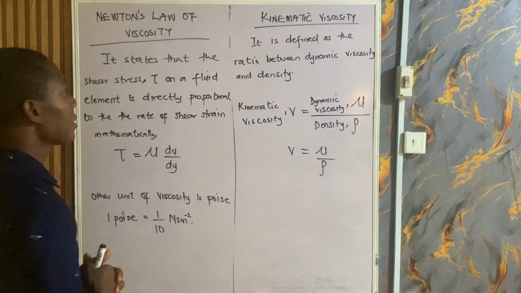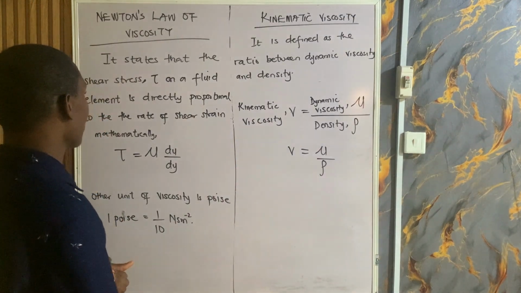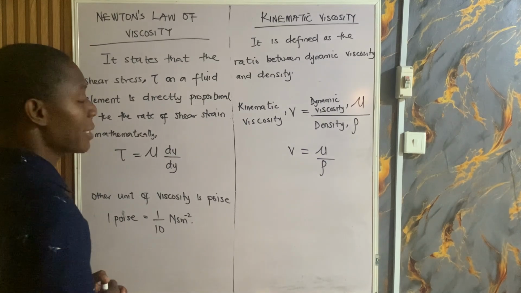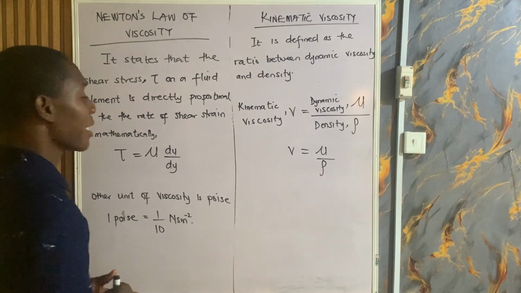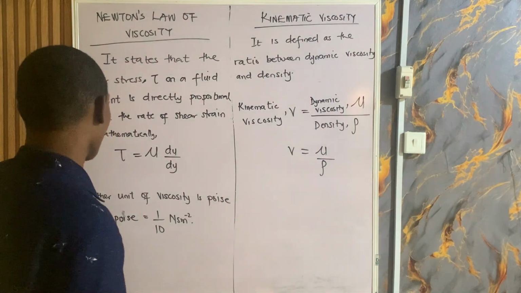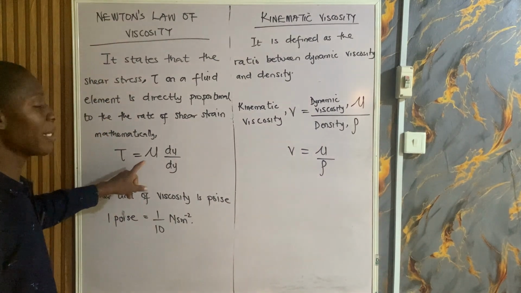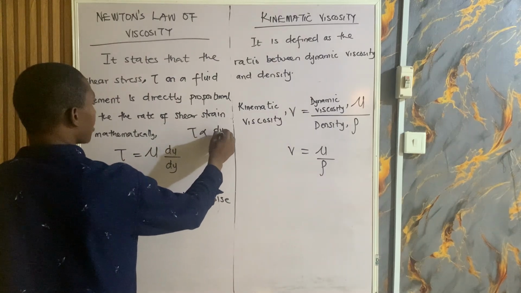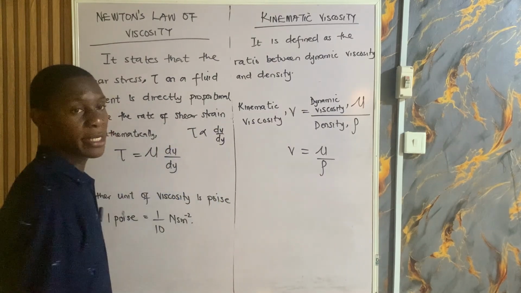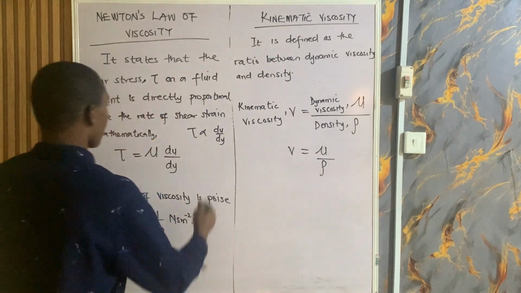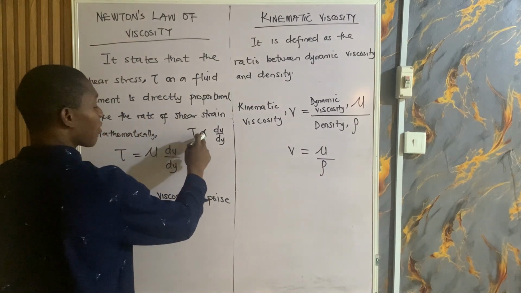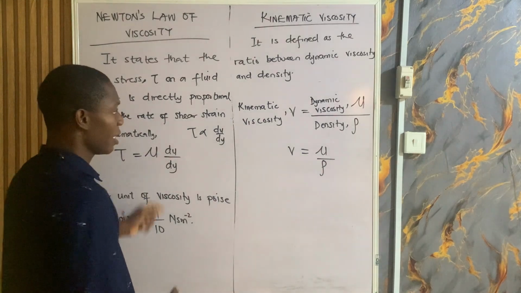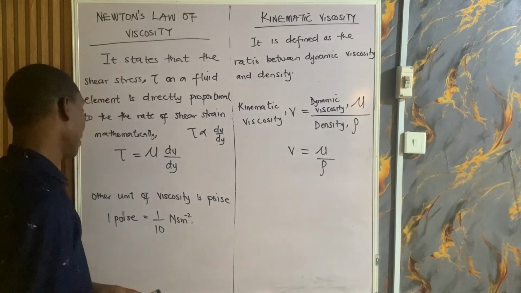So Newton's law of viscosity states that the shear stress on a fluid element is directly proportional to the rate of shear strain. So shear stress is directly proportional to this, what we call shear strain, which we also call velocity gradient. If you remove the proportionality symbol, you put your constant of proportionality, which is viscosity, which is the formula we stated earlier.